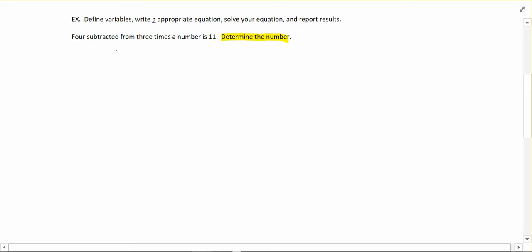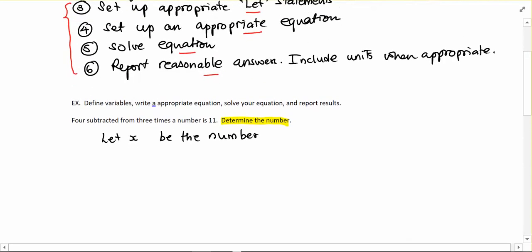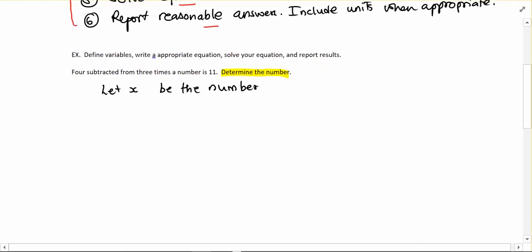So here is my let statement, right? I'm going to say let x be the number. You can use an equal sign, or you can say let x be the number. Right, so now I know x represents the number. That was step 3, set up the appropriate let statement. Then step 4 is to set up an equation.